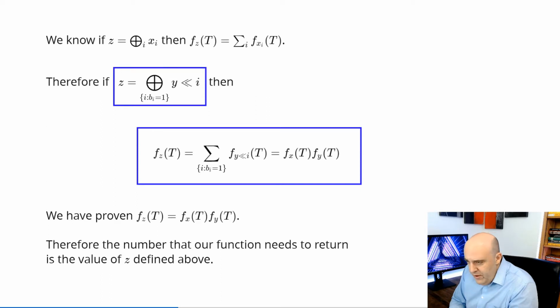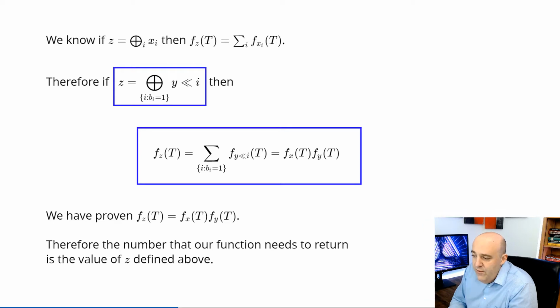And remember that other little property that if z is the summation of these xi's, then the associated polynomial to z is the summation over i of the fxi of t. And let's use that property right now. Let's define z to be the summation of these left shifts of i. And then the associated polynomial fz of t, as we can see here, is the summation of all those polynomials associated to those left shifts, which, as we saw on the previous slide there, is fx of t times fy of t. So we've just actually derived a formula for the number z, to find the z such that fz of t is equal to that product. z is the summation of the left shift of y by i over those i where bi is 1.